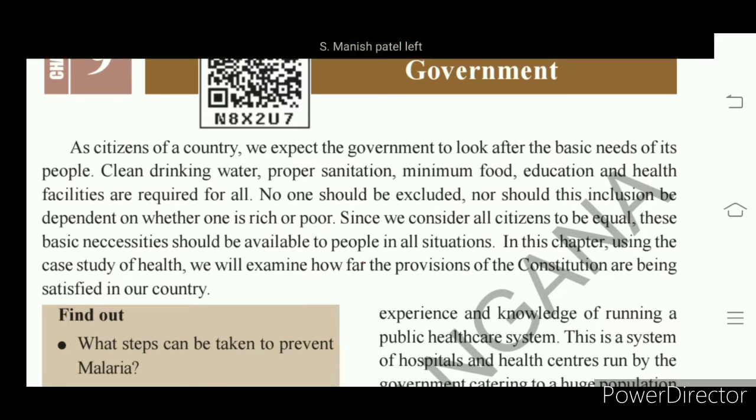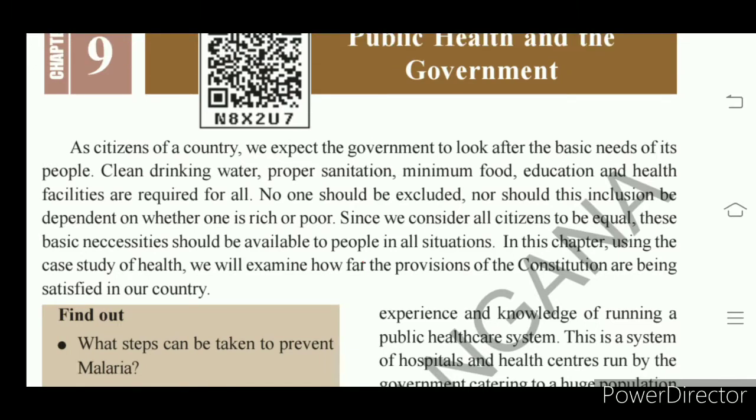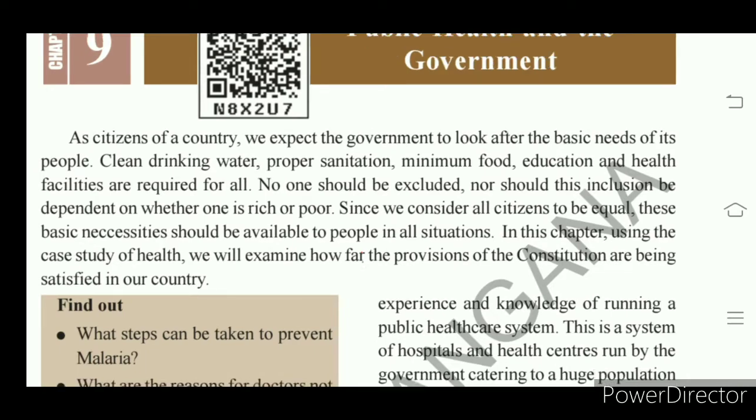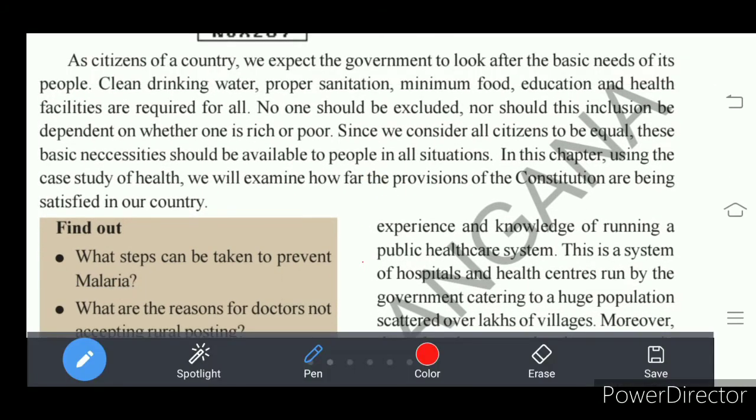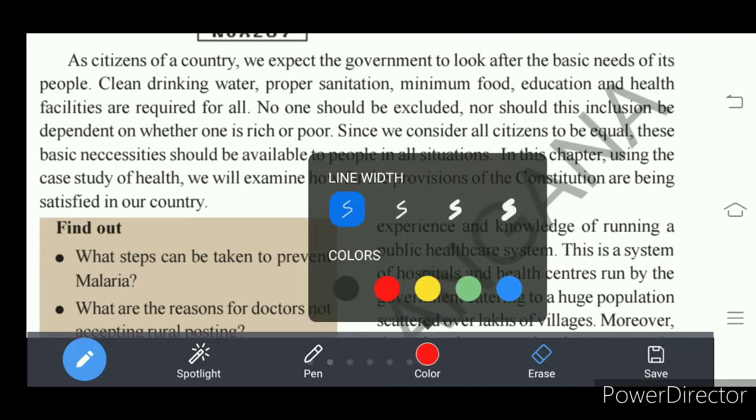So today in this chapter we will find out how health facilities are given to the people, how far the provisions of the constitution are satisfied in case of health services to the people, by taking a case study given here in the textbook. There is a case study. Using the case study, we will find out whether we are satisfying the provisions of the constitution or not.